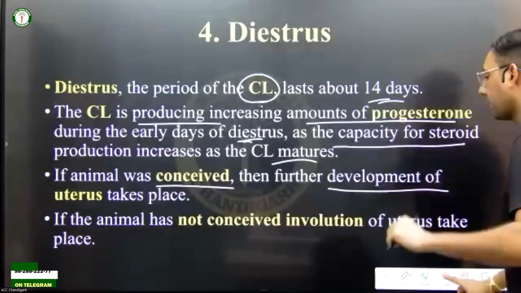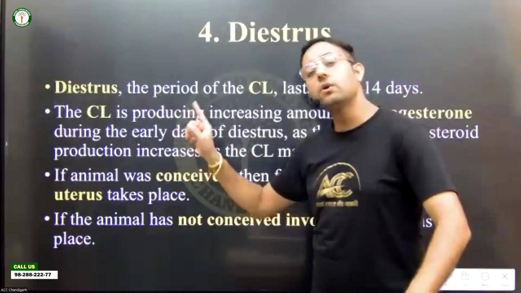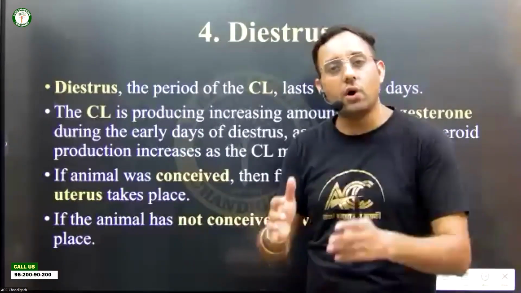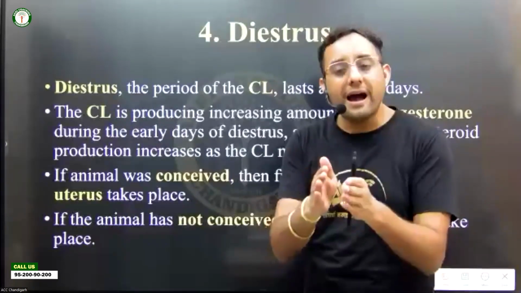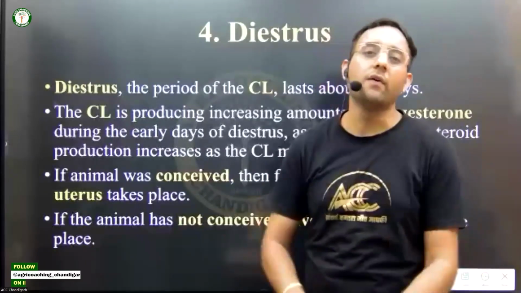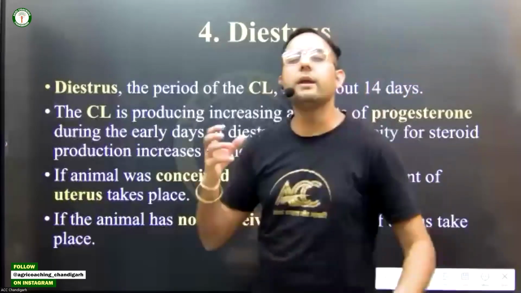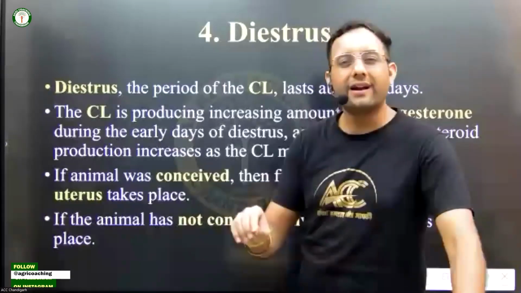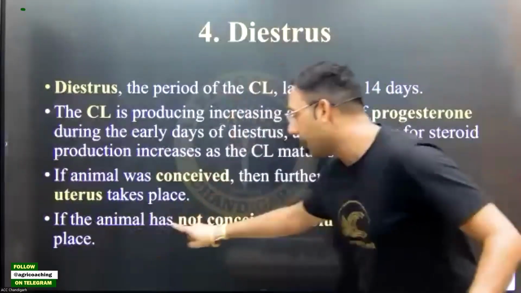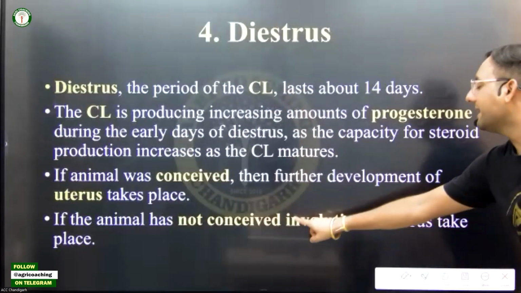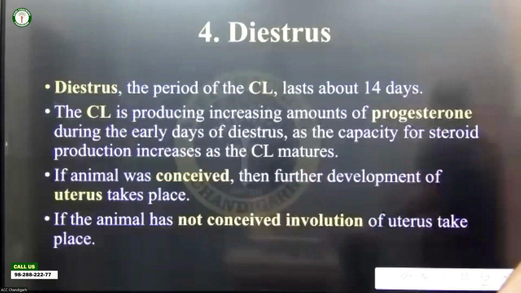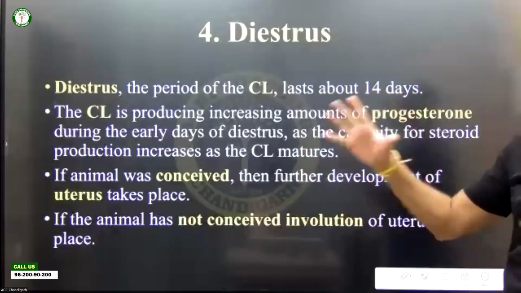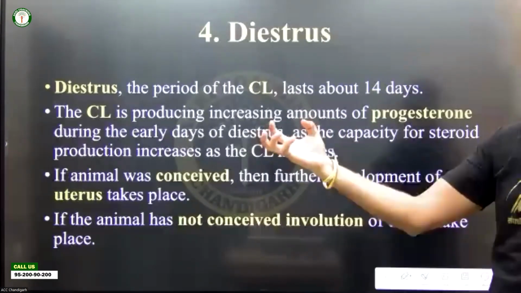Guys, one more thing. Even if the animal was not conceived, still the CL and progesterone will make sure that we are increasing the size of the uterus. But suddenly the CL will come to know, oh yeah, the cow is not mated, the cow is not pregnant, leave all this task. So if the animal was not conceived, then involution of uterus takes place. And I hope you can remember what is involution. Involution was when the uterus will take its normal shape.